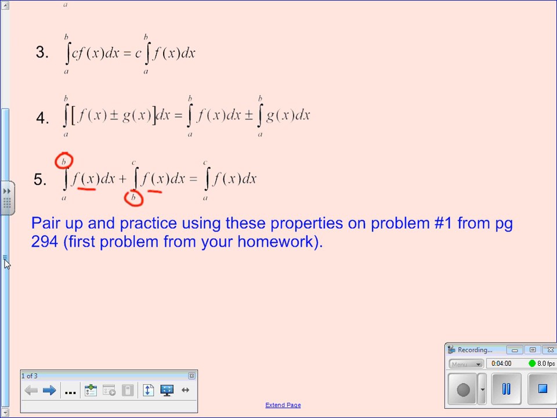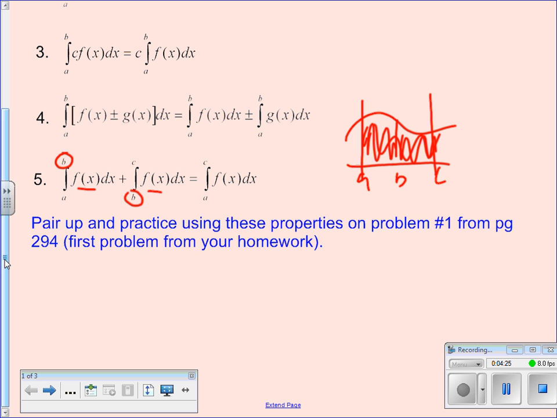It makes sense when you think about it as an area. If I have, this is my function f of x, okay, and I'm going from a to b and then b to c, well, the area of a to b and the area of b to c, well, that's the same thing as the area of the whole thing, right? So that makes sense. This is extremely useful because it can go the other direction as well.